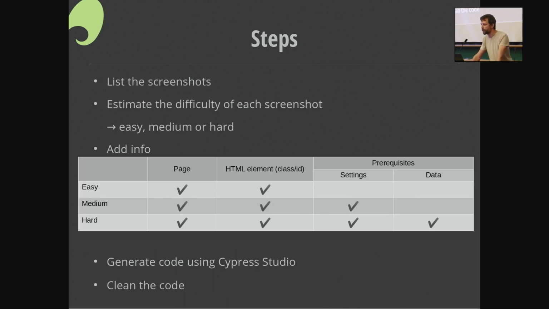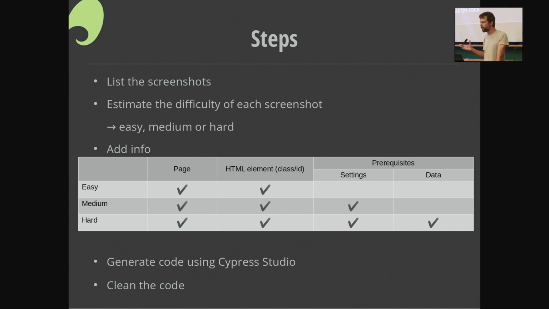I have identified different steps. The first one is to list the different screenshots, the 1,600 screenshots. Then we will need to group them depending on the difficulty to generate them. I said easy, medium, hard, it can be more. After that, we need to add some information about how a screenshot can be generated.